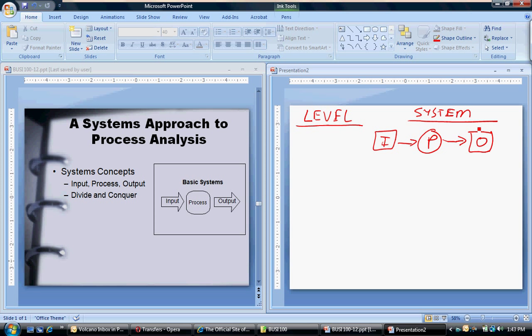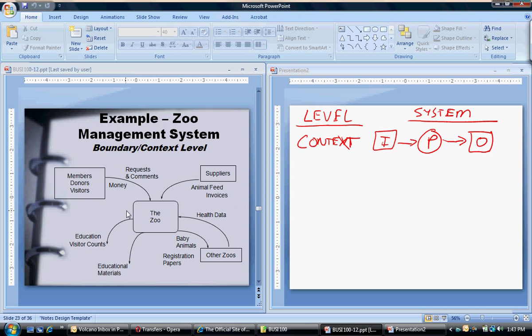But the important thing at this level is that we're dealing with what's called the context of the system. It puts the system, the P, in context with the rest of the application, or the outside systems. And we're going to look at an example here of a zoo management system, a software application that would be responsible for running the operations of a zoo.